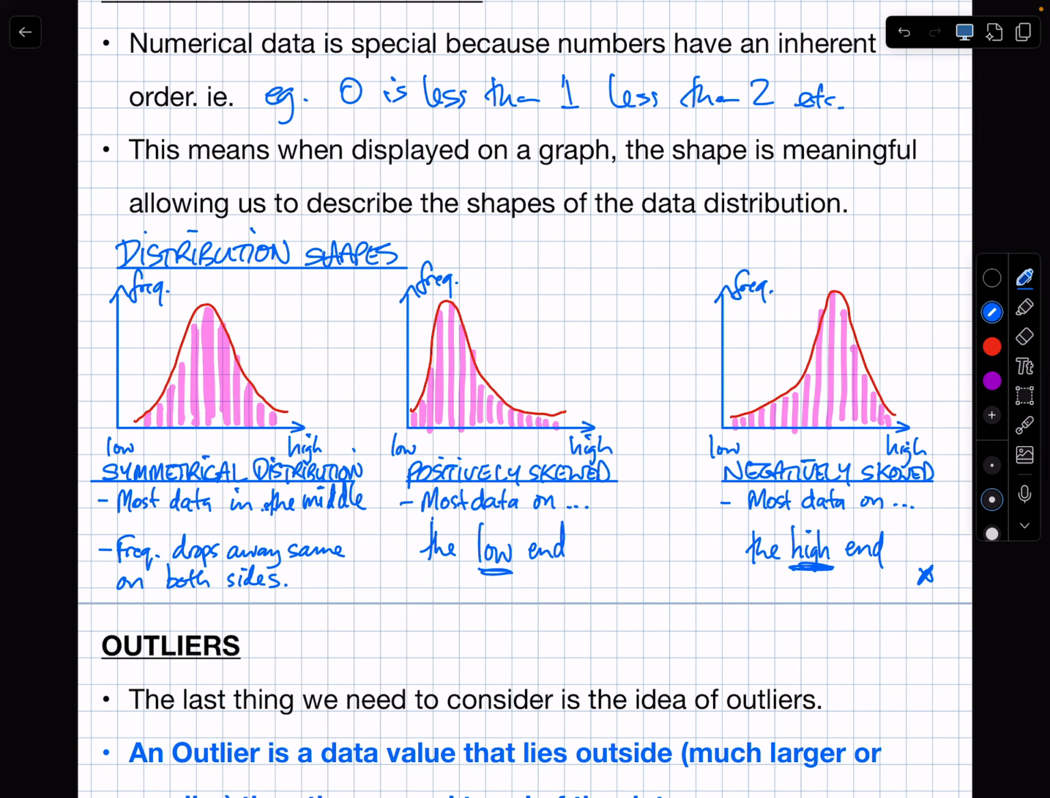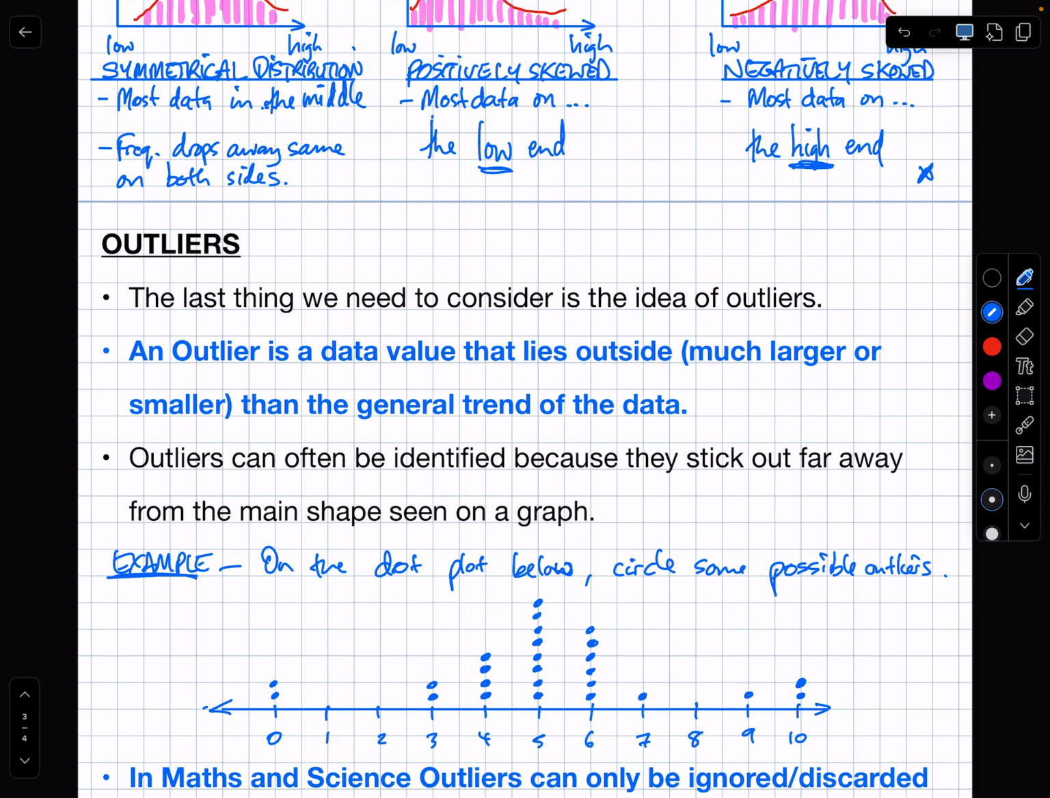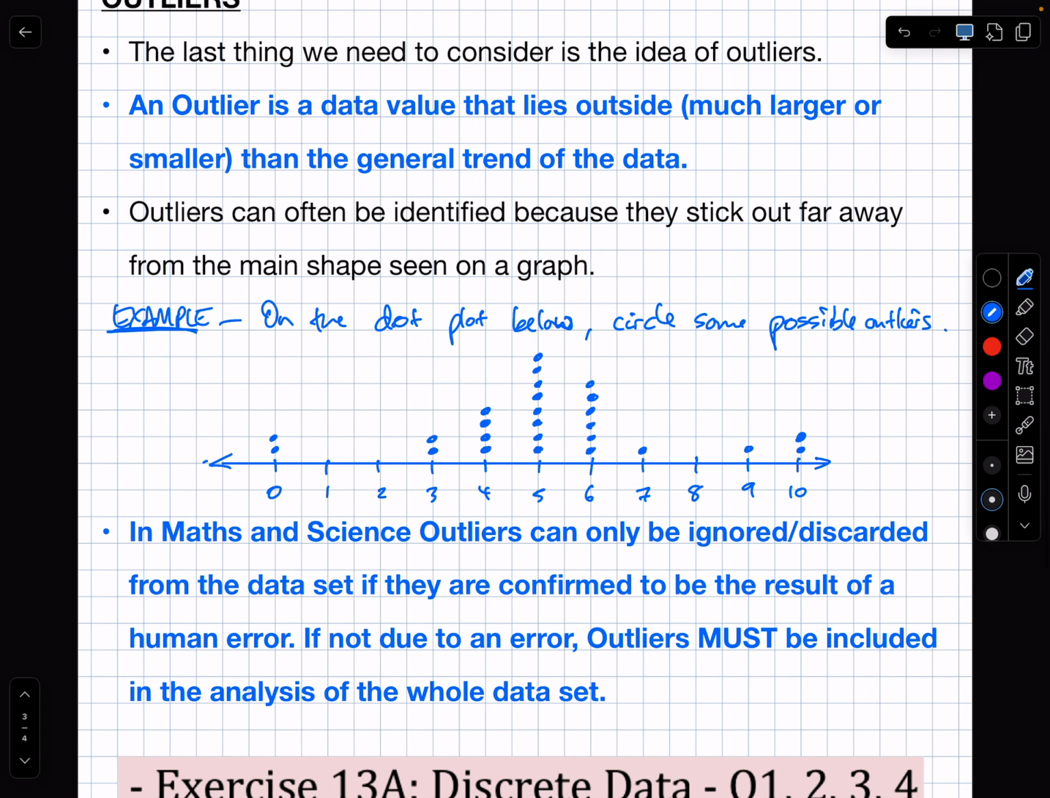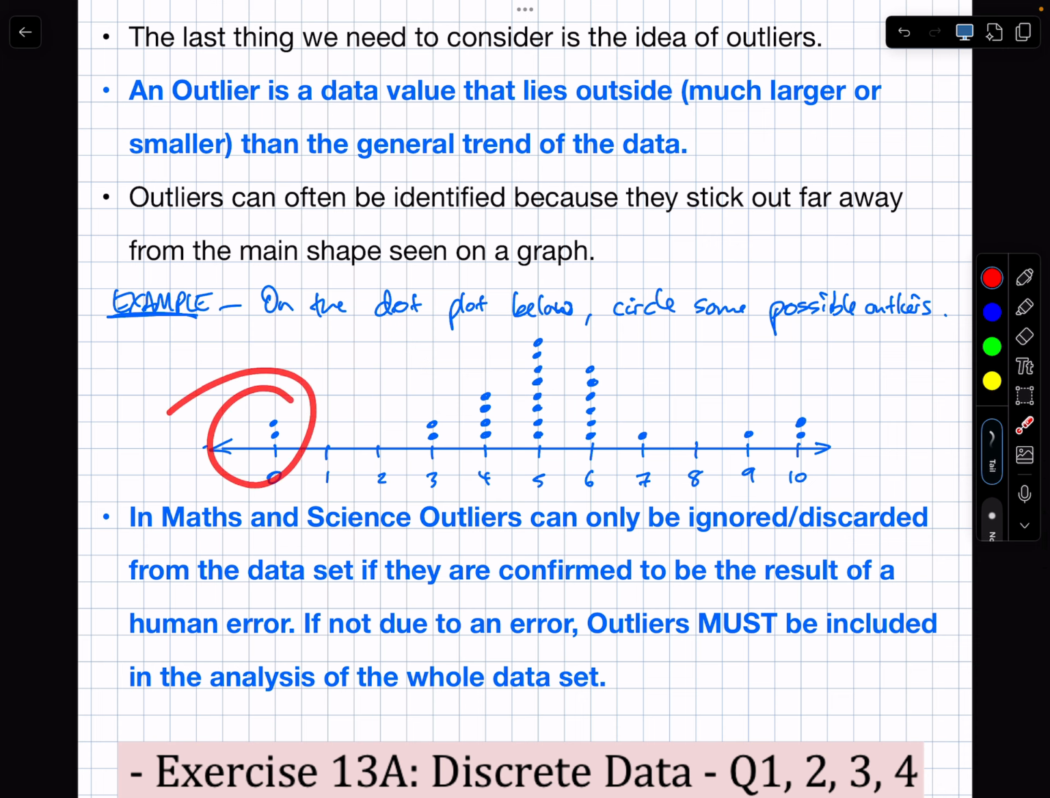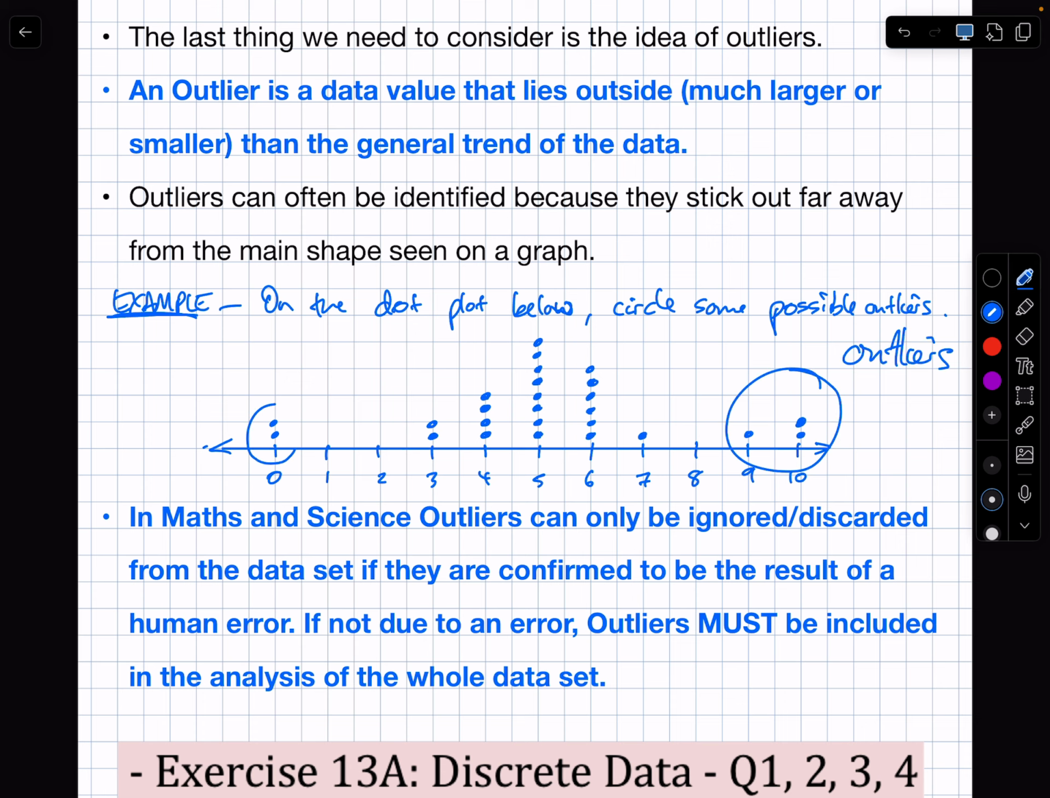All right, outliers. The last thing I need to go over is the idea of an outlier. An outlier is a data value that's much larger or much smaller than the general trend of data. I have a dot plot here. Almost done. Where's the main shape of the data here? In the sides? Or in the middle? Where's most of the data? In the middle. But do you agree there's a couple of really high ones and a couple of really low ones? Yeah. So which ones would be the outliers? The stuff in the middle? The two ones on the end. Yes, good. So these would be outliers here.